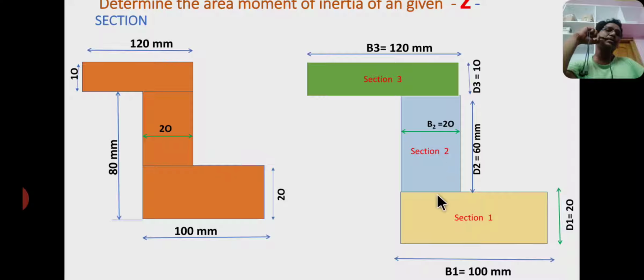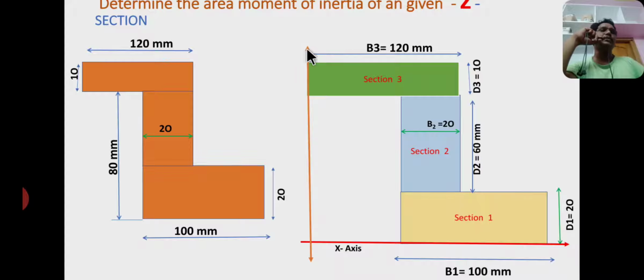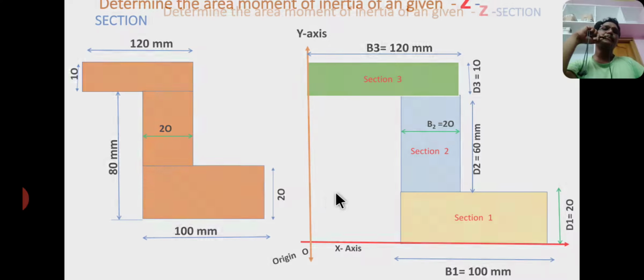These are the dimensions. Now I consider the reference axis, that is x axis at the bottom edge and y axis at the left side edge. Okay, this is y axis, this is x axis. This intersecting point is called origin. Now, first of all you have to find the location of centroid for z section. Then after you will find the value of area moment of inertia.